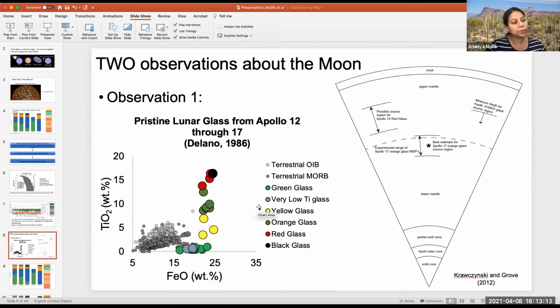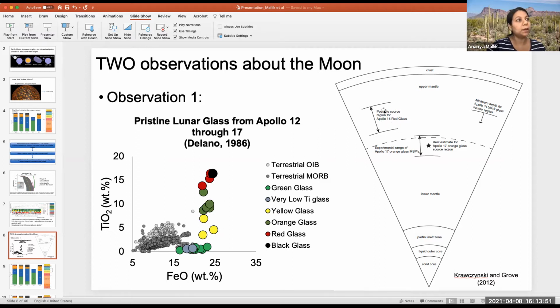And so the question was, where on the moon and how on the moon could they have been formed? And understanding the source depths of these lunar basalts is something that Tim Grove at MIT has been doing for several years now with many of his students. This figure is something that Mike Krasinski and Tim Grove published in their paper in 2012, where, using multiple saturation experiments, they were able to determine the possible source depths at which these glasses must have formed in the lunar interior.